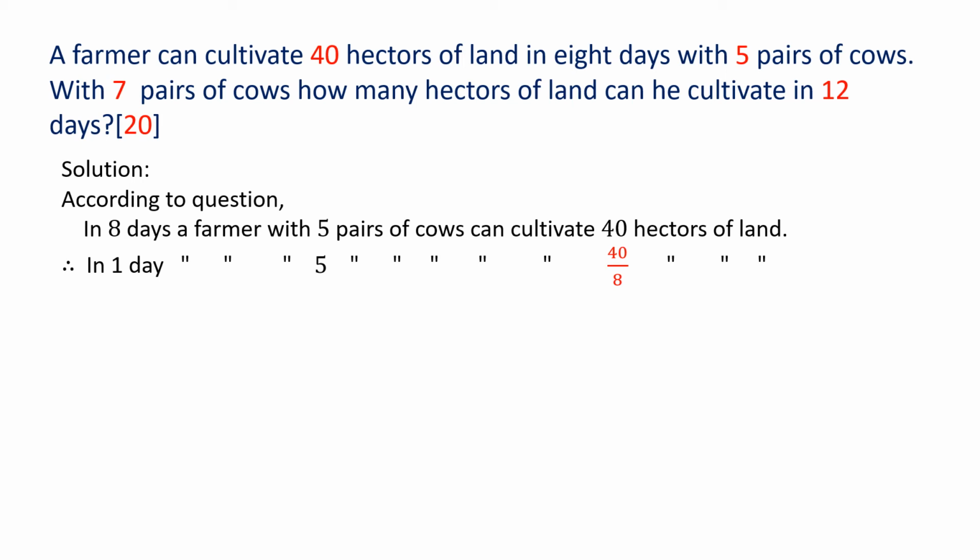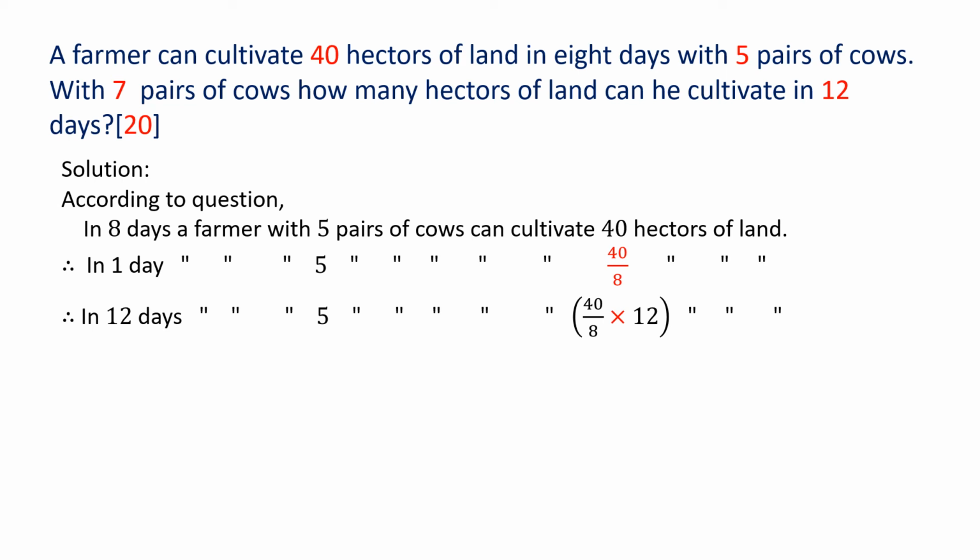So in the second line, you can see that in 1 day, a farmer with 5 pairs of cows can cultivate 40 divided by 8 hectares of land. This time I need to divide 40 by 8, because previously we had 8 days. So when we are in 1 day, the land would be much less than the previous one. Previously you had 1 day, now you are having 12 days. So your part of land will be much higher, so I need to multiply this time. 40 divided by 8 times 12 hectares of land.